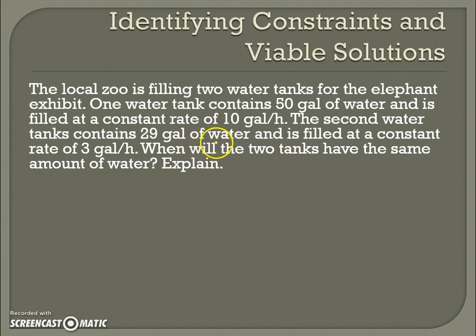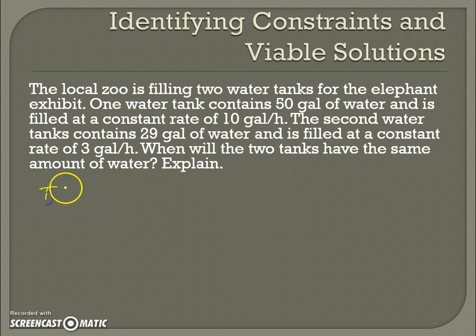It says the local zoo is filling 2 water tanks for the elephant exhibit. One water tank contains 50 gallons of water and is filled at a constant rate of 10 gallons per hour. The second water tank contains 29 gallons of water and is filled at a constant rate of 3 gallons. When will the 2 tanks have the same amount of water?